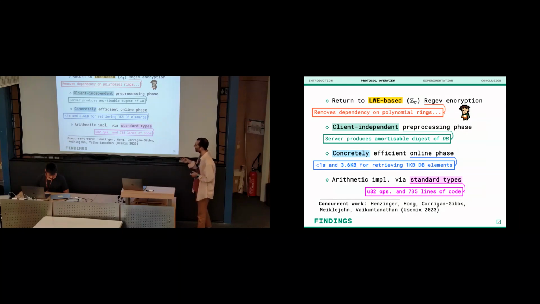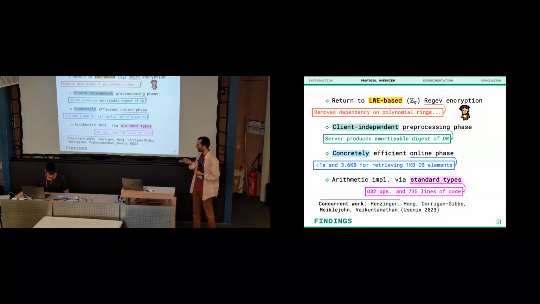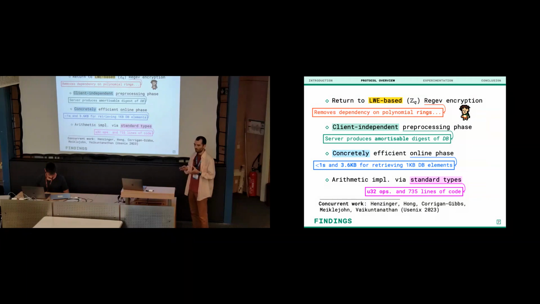One thing to note before I go any further is that there was concurrent work by Henzinger, Hong, Corrigan-Gibbs, Meiklejohn, and Vaikuntanathan, who build a selection of PIR schemes, and one of their PIR schemes is mathematically almost equivalent to ours. Their scheme went to Usenix, and their paper is very good, so if you're interested in this work, you should also read that paper.